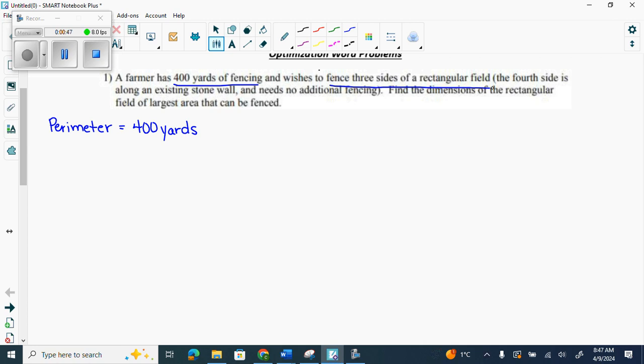What's the perimeter equation? P equals 2L plus W, not 2L plus 2W, because only one W, since one of the sides is not part of the fenced perimeter.